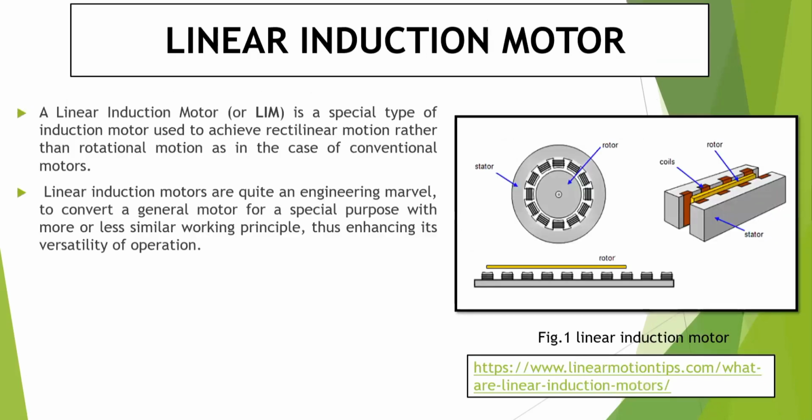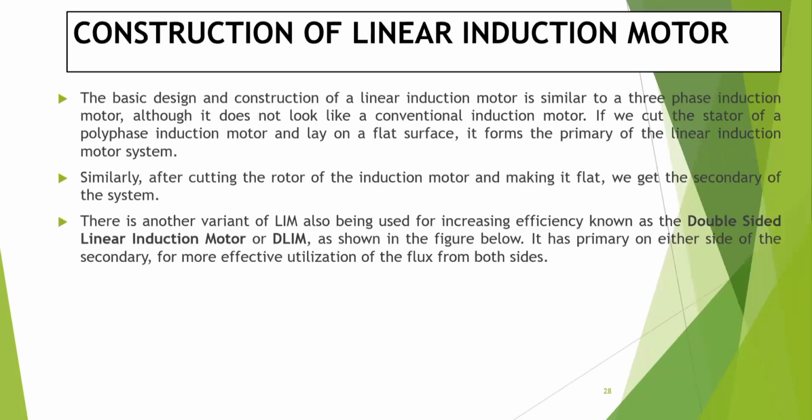Now, the last motor we are targeting is the linear induction motor. The other name for the linear induction motor is LIM. When I talk about the linear induction motor, it can achieve rectilinear motion. As you can see, it's a special type of motor which is placed horizontally, and we have a stator and the rotor in between, and the coils are provided. So this kind of motor is for a special purpose. Then its versatility is increased.